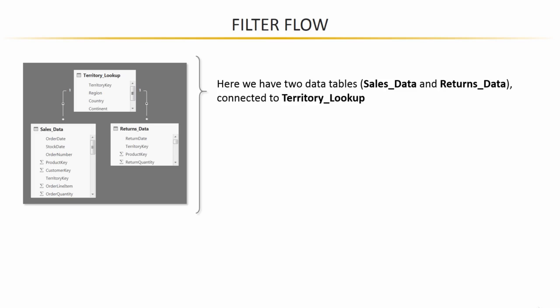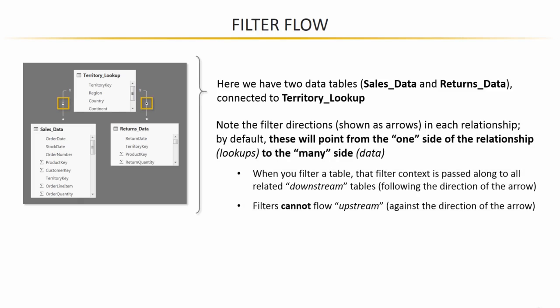Now, when you look closely at the two relationships, you'll note the filter directions, which are shown as arrows, point from the one side of the relationship, or the lookup side, to the many side, the data side. And when you filter any table, that filter context is passed along through that relationship line to all related downstream tables, following the direction of the arrow. By contrast, filter context cannot flow upstream. In other words, it cannot flow against the direction of the arrow. So you can almost think of these relationships as filter wires, because that's all that relationships do: they pass filter context back and forth between tables.